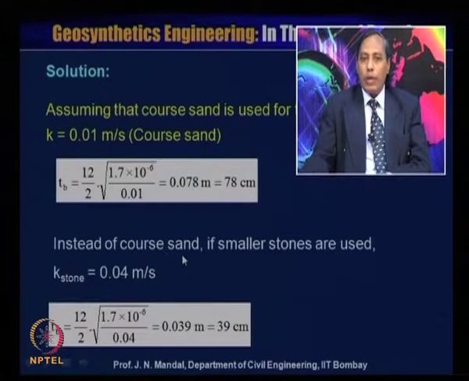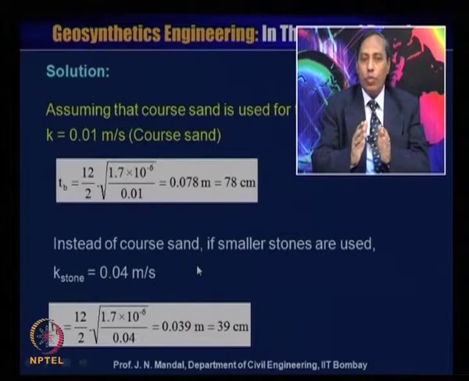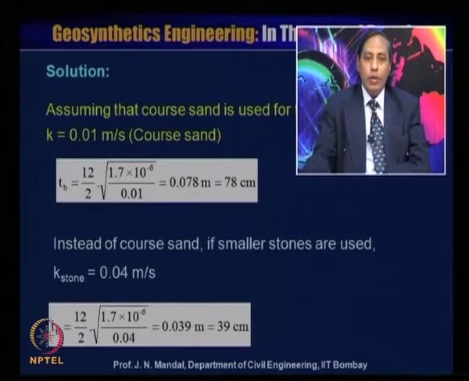If you use, instead of coarse sand, smaller stones whose coefficient of permeability is 0.04 meter per second, you can calculate what will be the thickness of the blanket. TB is equal to 12 by 2 into root of 1.7 into 10 to the power minus 6 divided by K, which is 0.04. So, this will give TB value 0.039 meter or 39 centimeter. You can see that if you use coarse sand, the thickness is 78 centimeter, whereas if you use the smaller stone, the thickness has reduced to 39 centimeter.